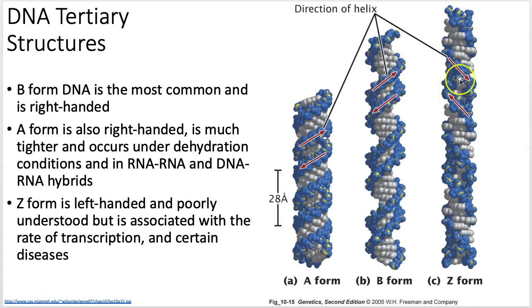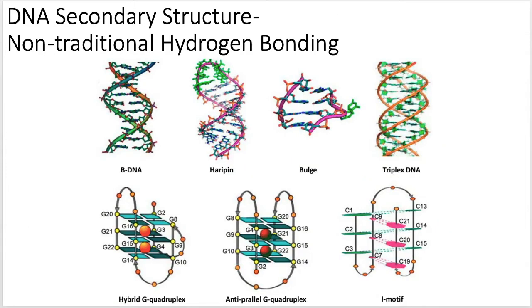Dehydrated, not dehydrated. Z form is weird and poorly understood. You can dig deeper on it. It's just not super well studied, and it's associated with a couple of diseases. It turns out your cells could probably use the Z form to change the rate of transcription, but we're not going to focus on that. Let's talk about some other structures.